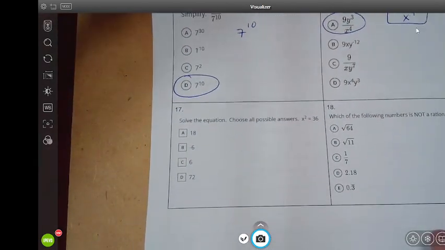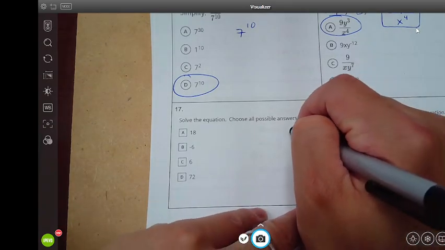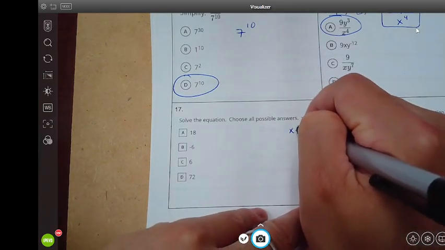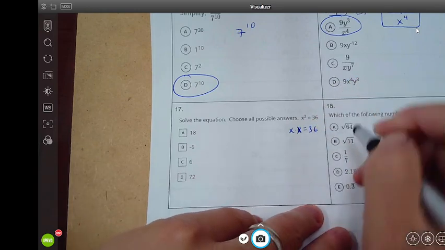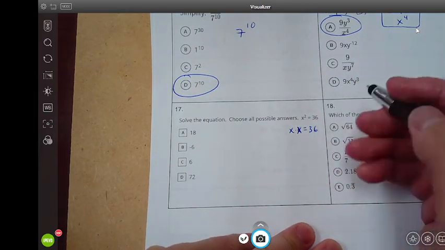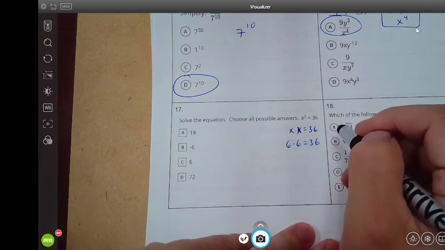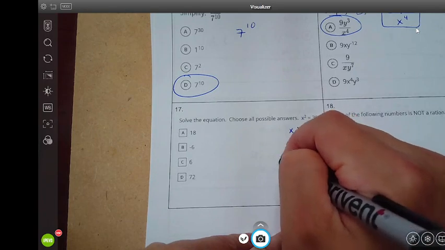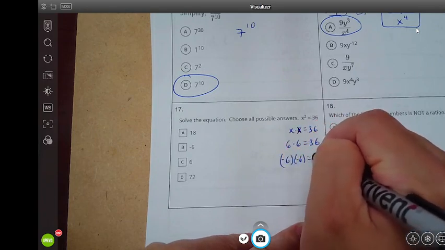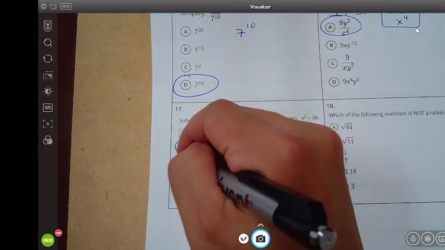Number 17, solve the equation. X squared equals 36, so I know that x times x equals 36. Okay, so something multiplied by itself. I know 6 times 6 equals 36, right? And I also know negative 6 times negative 6 equals 36. Okay, so you have two answers here, negative 6 and 6.